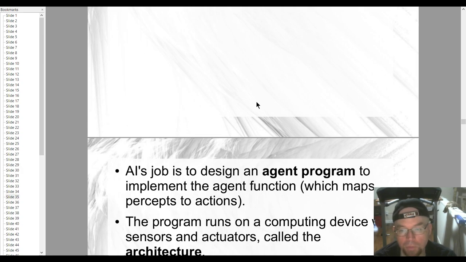So in artificial intelligence, the designer's job is to design an agent program that implements that agent function. Remember what that does. You're mapping percepts to actions. I perceive something in my environment, I take an action. My sensor sees something, I move my actuator to do something in response. That's the agent function. And the agent program is an implementation. You write the code to make that agent function do its thing. You're writing code that says, I perceive this, now do this in response.